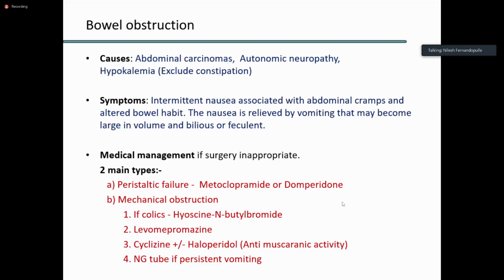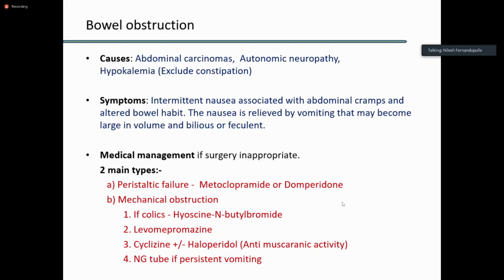And with small bowel or large bowel obstruction, the vomiting is more large volume, and as you all know, it's bile stained or feculent. Okay, so in stomach obstruction it might be small volume, while in small bowel obstruction it might be large volume vomiting, and the patient's nausea is relieved by vomiting. Okay. Obviously, if the patient has obstruction symptoms, first treatment is surgery. But if the patient is not fit for surgery, then you have to think about medical management.